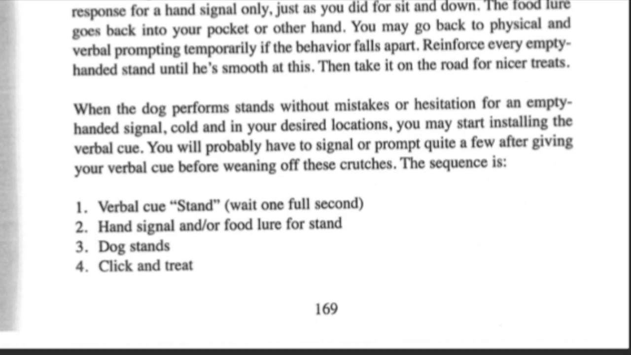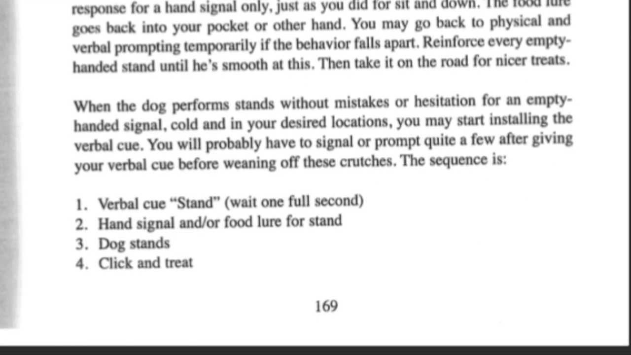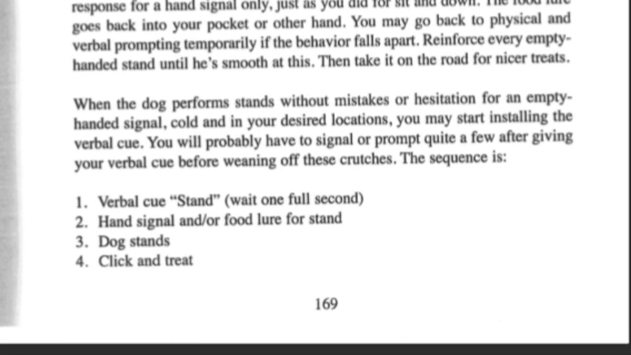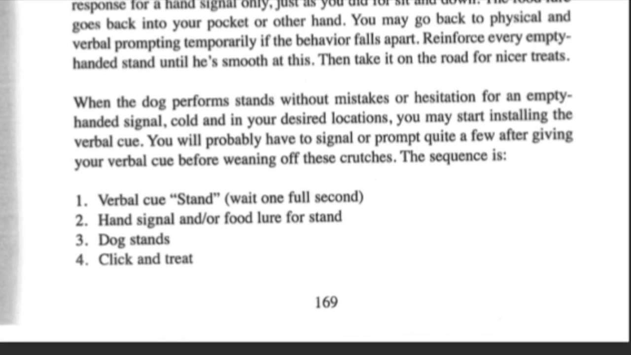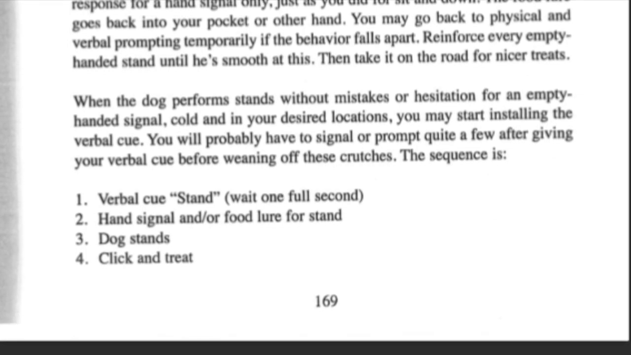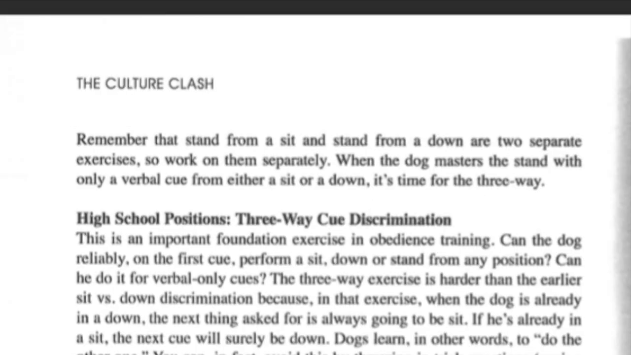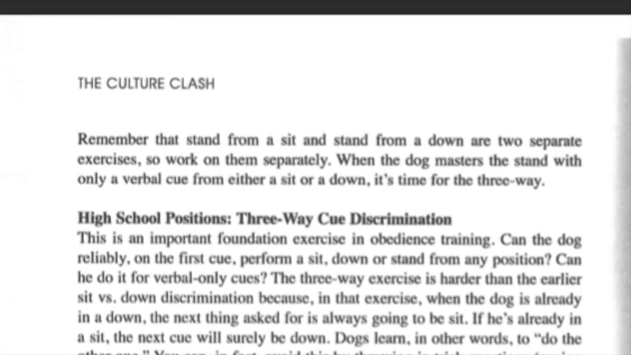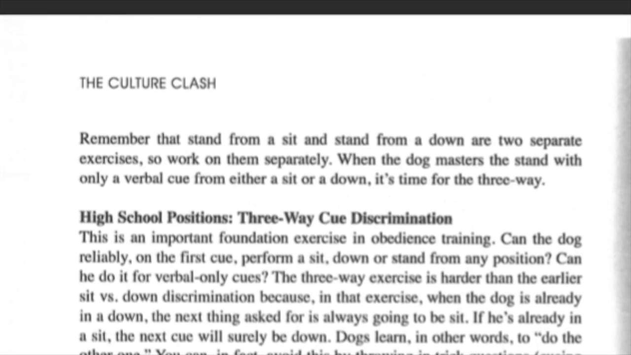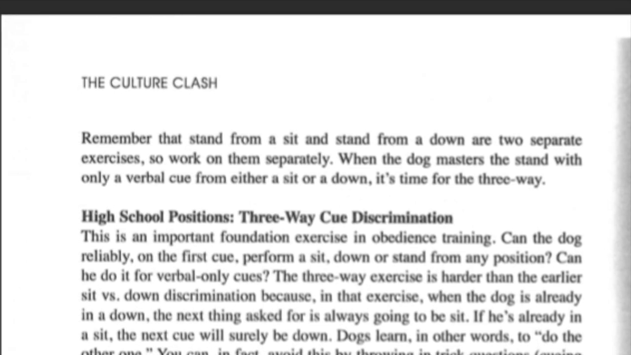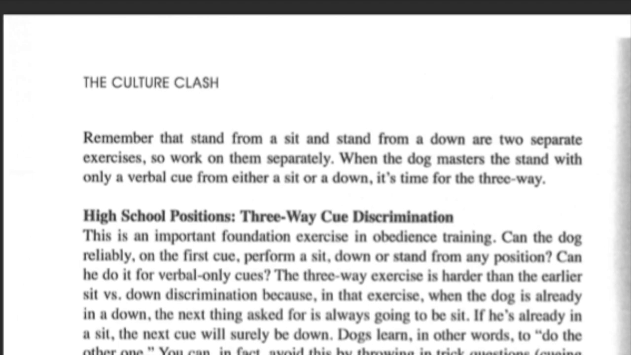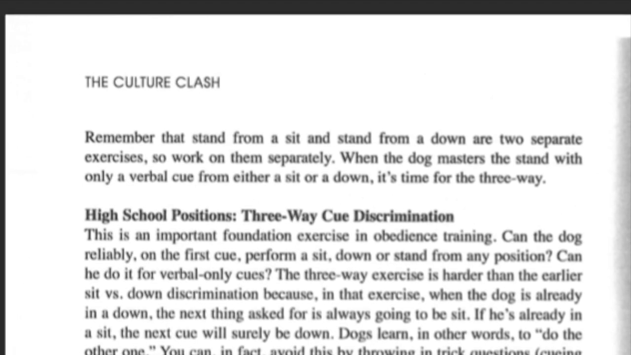1. Verbal cue stand. Wait 1 full second. 2. Hand signal and or food lure for stand. 3. Dog stands. 4. Click and treat. Remember that stand from a sit and stand from a down are 2 separate exercises, so work on them separately. When the dog masters the stand with only a verbal cue from either a sit or a down, it's time for the 3-way.